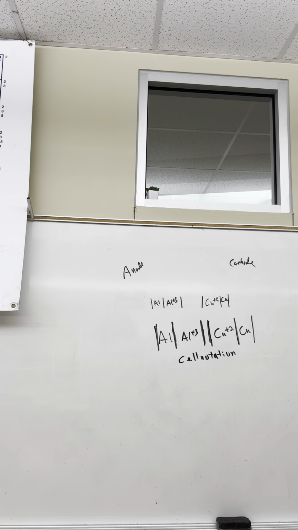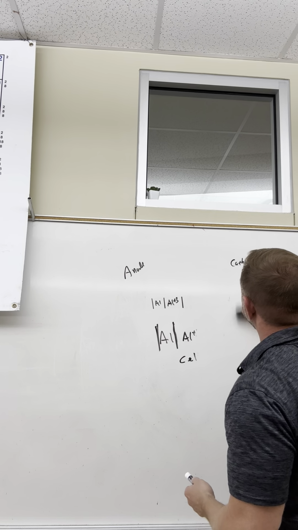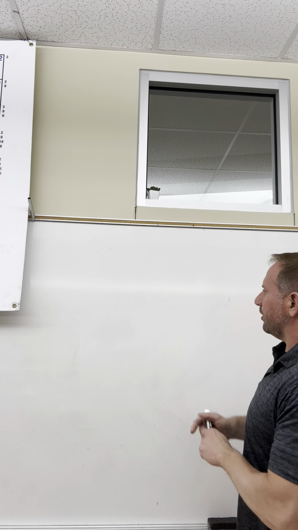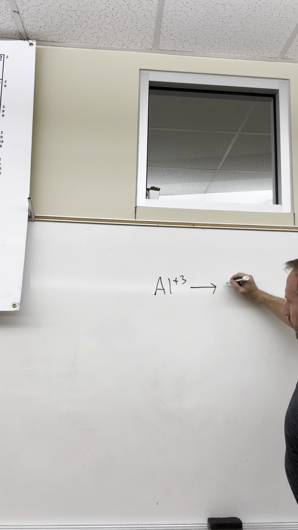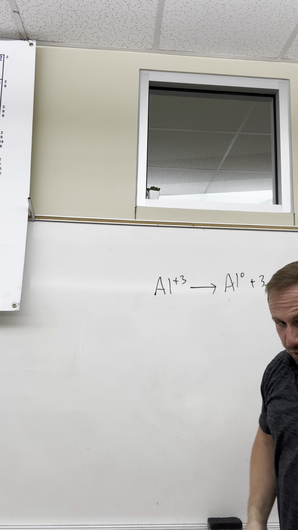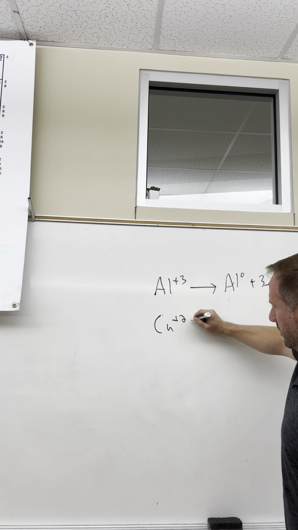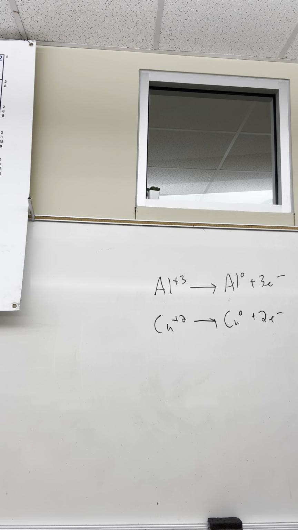Now, you might be asking yourself, what if I get given a scenario where I have aluminum ions, which could become aluminum 0 plus 3 electrons, and in that same solution we had copper ions, which could become copper 0 plus 2 electrons? How do we know which side is where the reduction is going to take place and which side is where the oxidation is going to take place?